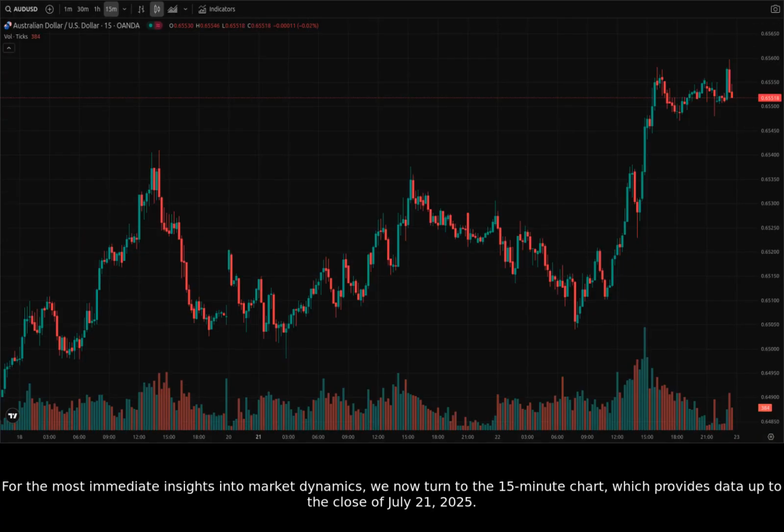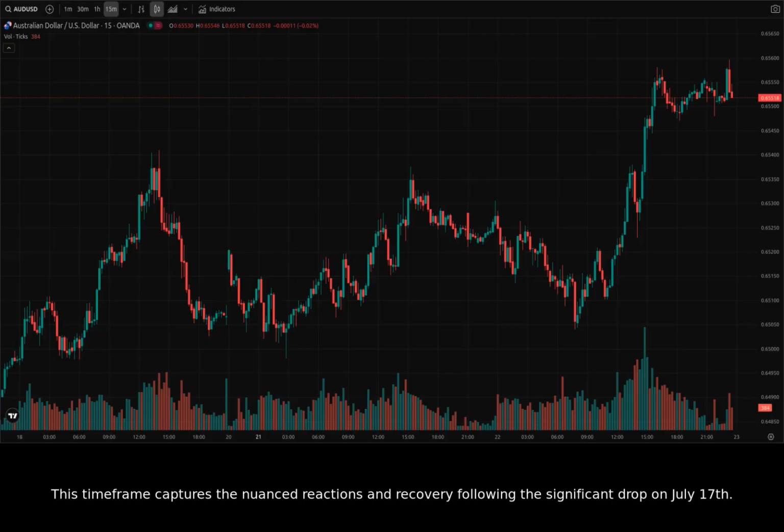For the most immediate insights into market dynamics, we now turn to the 15-minute chart, which provides data up to the close of July 21, 2025. This timeframe captures the nuanced reactions and recovery following the significant drop on July 17. After hitting the low of 0.64075, the 15-minute chart clearly illustrates a gradual but consistent bounce.